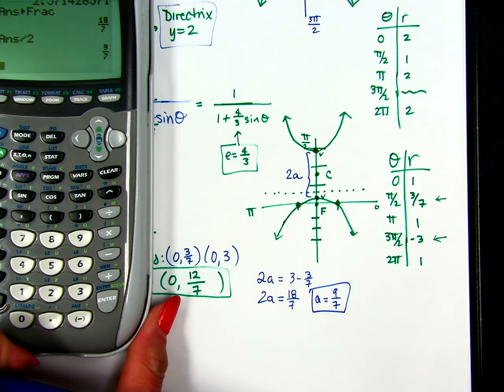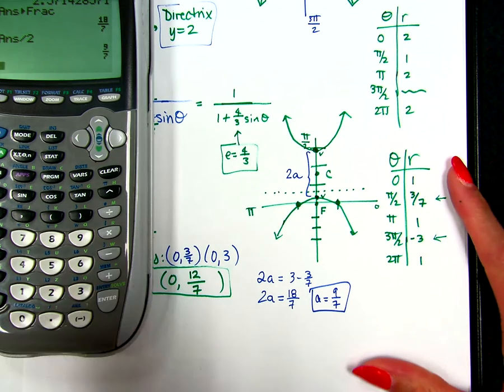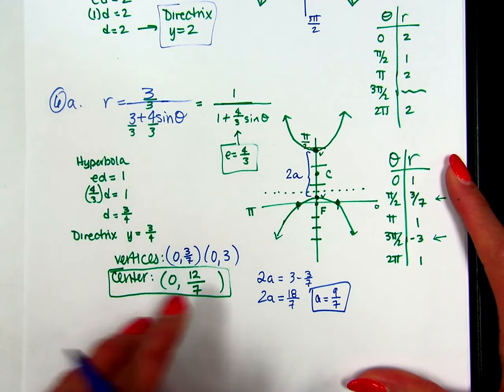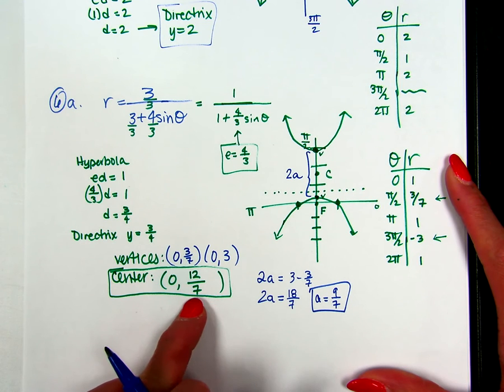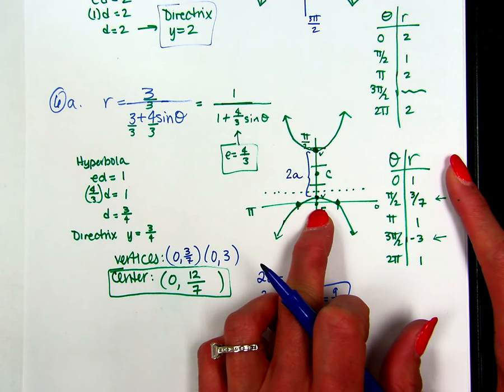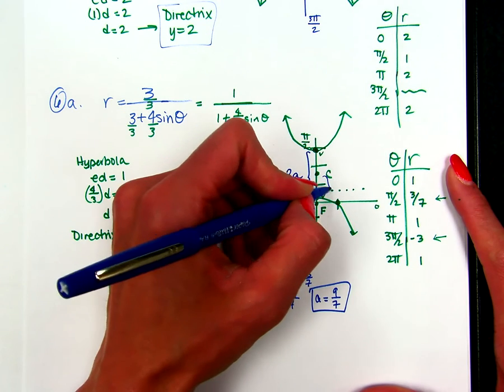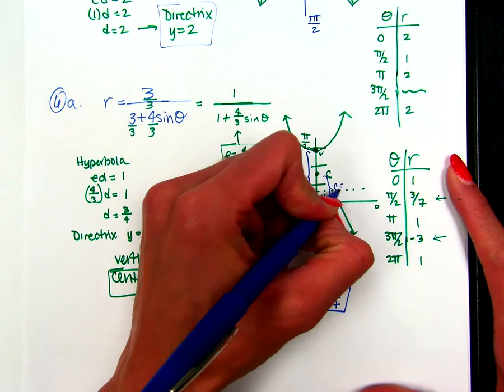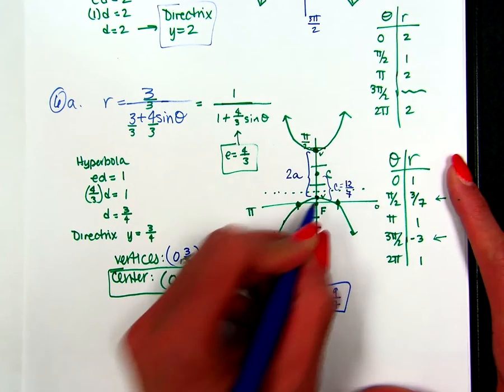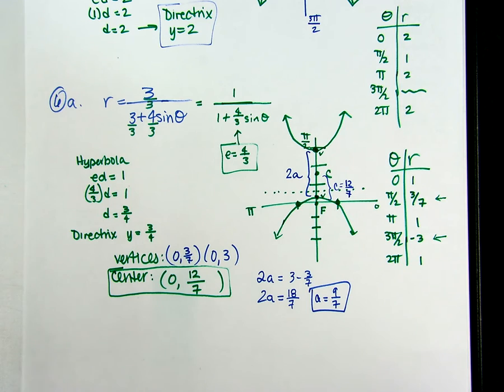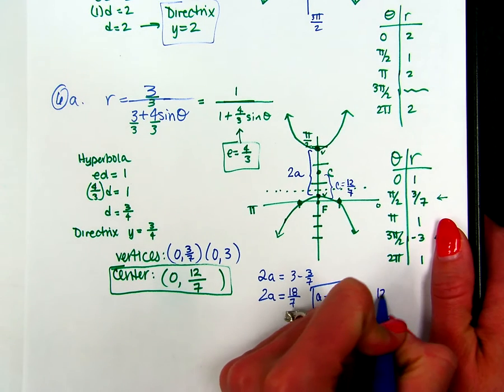C, if you remember about hyperbolas, is the distance from the center to the focal point. Now the center, we determined, is 0, 12/7. The focal point, one of them, is at 0, 0. So this distance is C, and that is 12/7. It's easy when the focus is at the origin, right, because you just subtract. All right, so now we know C is equal to 12/7.